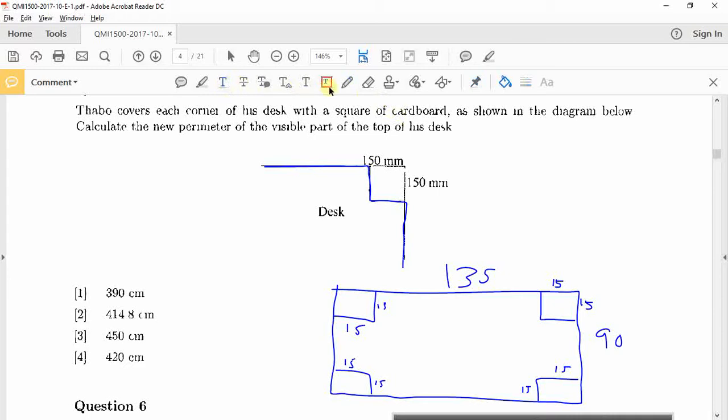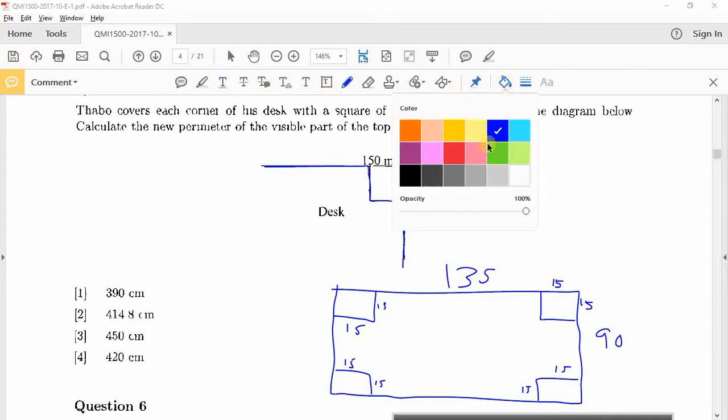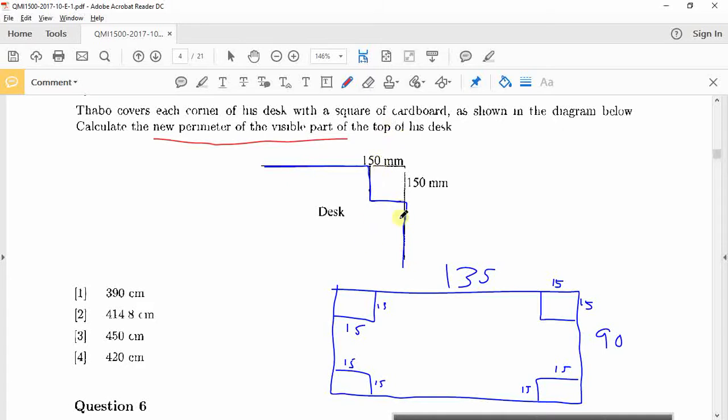Okay, so now they want to know what the new perimeter of the visible part of the desk is. So the visible part of the desk would be this bit, the perimeter. Does that make sense? Yes. Okay, so what is 135 minus 15? Well, that would be 105. Okay, so that'll be 105. What is 90 minus 15? And 15 minus 30 is 60.